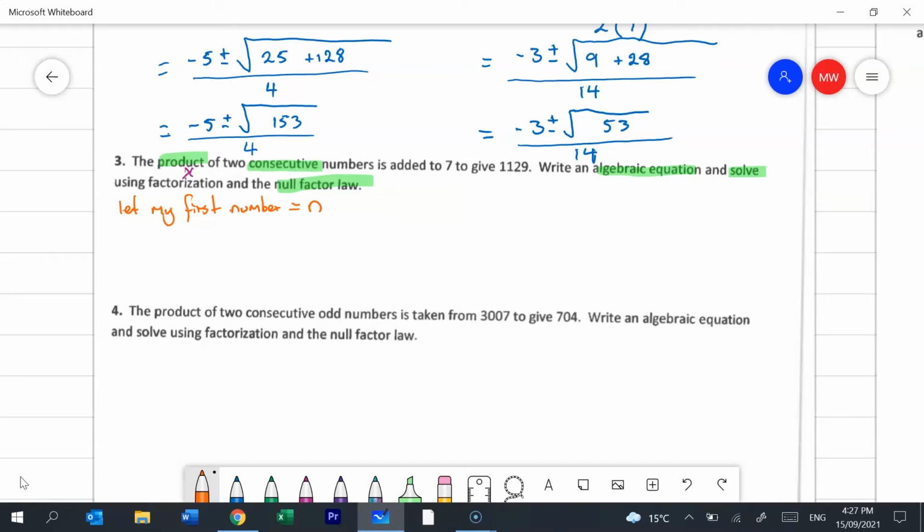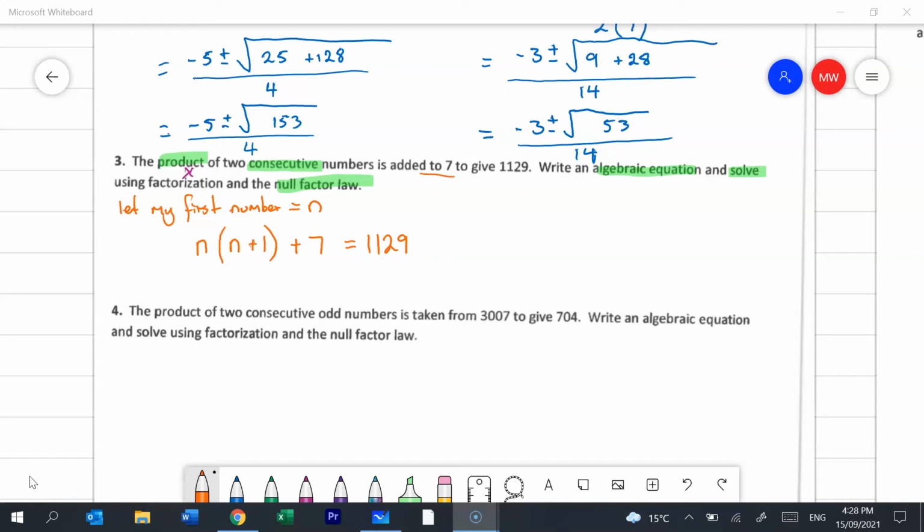And so the product of this number, so the first number times the second. Now, the next number is going to be one number higher than my first. So I'm going to call my second number n plus 1. Is added to 7 to give 1,129. So this is looking good.